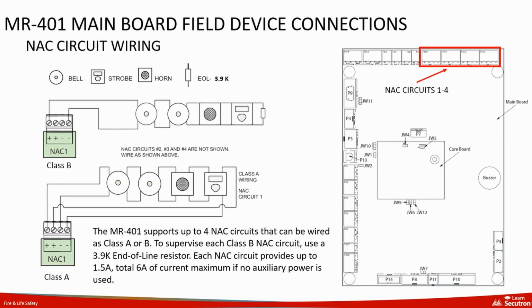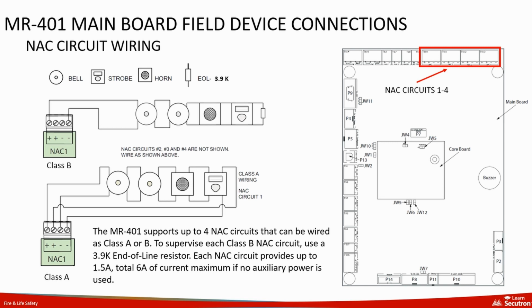This wiring diagram illustrates the notification appliance circuit connections on the MR-401 main board. The main board supports up to 4 NACs, each capable of being wired as Class A or Class B. To supervise a Class B NAC, an end-of-line resistor is used. For Class A wiring, the configuration is shown on the diagram. Ensure the circuit is looped back to the main board.